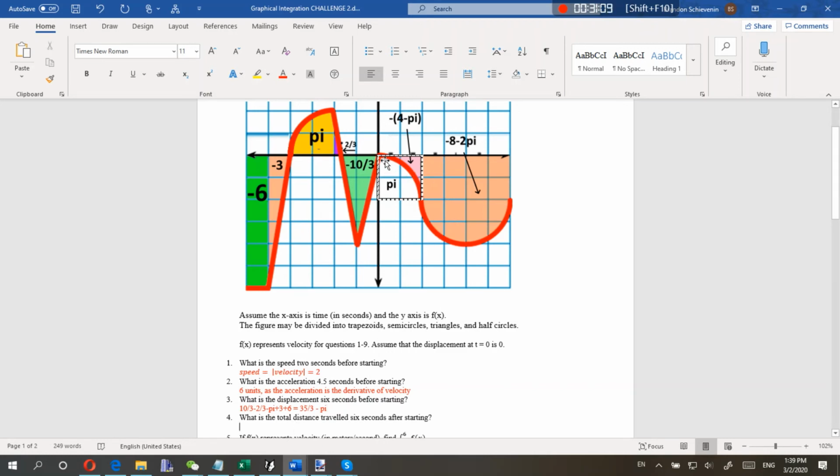Total distance traveled 6 seconds after starting. Total distance traveled doesn't care about direction, so I'm going to take all of these negatives and make them positive. So instead of negative 4 minus pi, this will be positive 4 minus pi. Plus, if I'm going 6 seconds, that's all the way to the end here, so I'm going to add 8 plus 2 pi. So that gives me 12 plus pi.